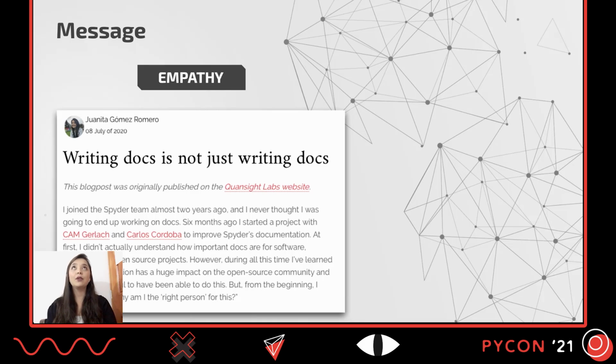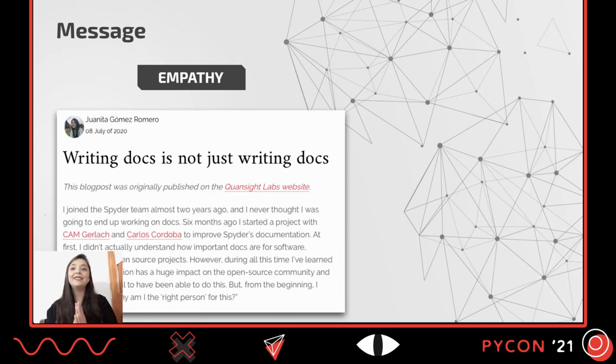Here is where the key concept of my talk comes, and it's empathy. A couple of months ago, I wrote a blog post, and I hope I can share the link with you, which is "Writing docs is not just writing docs." The main idea is that developers and especially maintainers should be concerned not only about writing good code in their projects, but also about creating educational and promotional content for users to be able to get the most out of these projects.